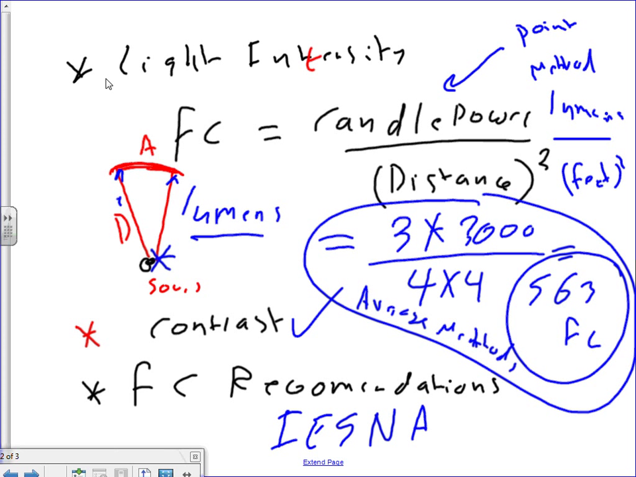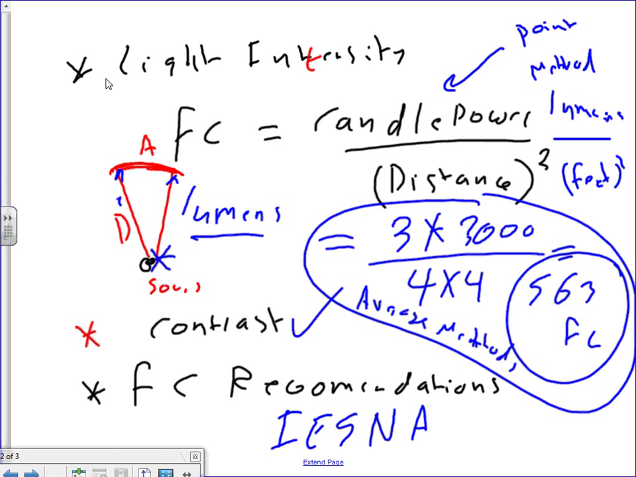So that's how you find the foot candle calculation by hand. Chapters 4 and 5, guys, we're going to go into detailed calculation. So we're going to be doing it in detail. Any comments, any questions? So how do they define a foot candle?